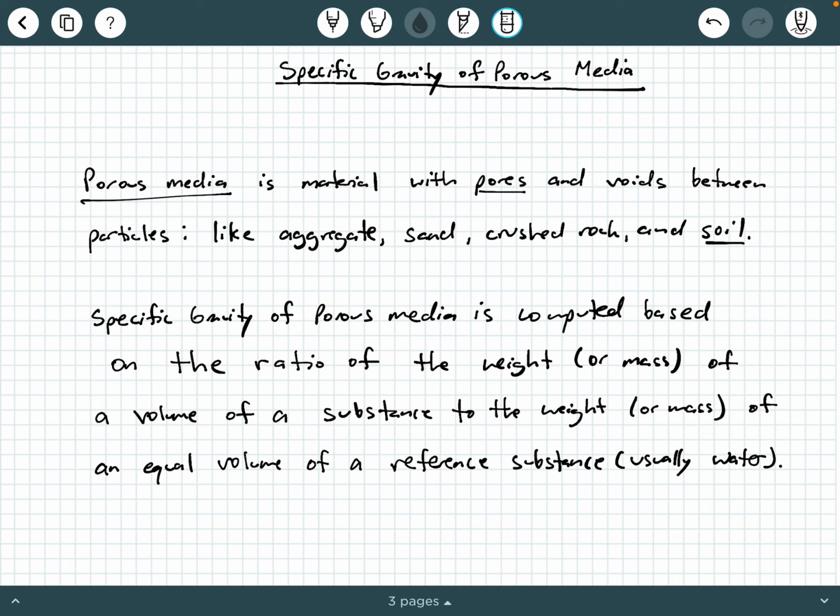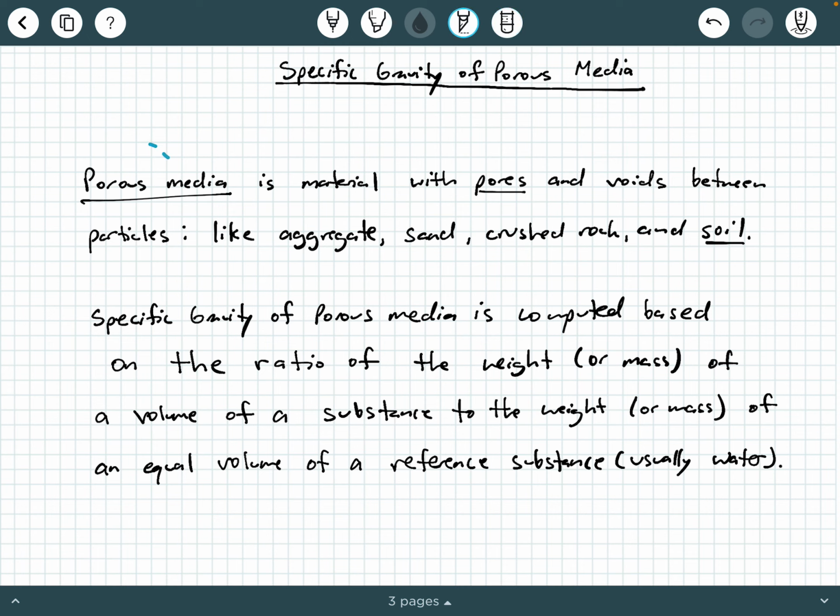In this video, we're going to be reviewing how to compute the specific gravity of porous media. As you see here, I already have several text written out. So let's go through it and make sure we know what we're looking at here.